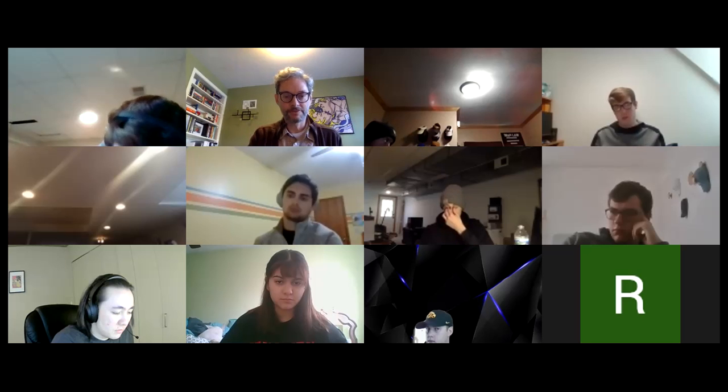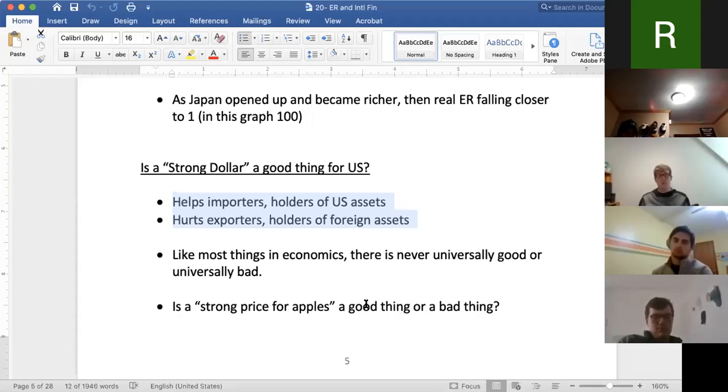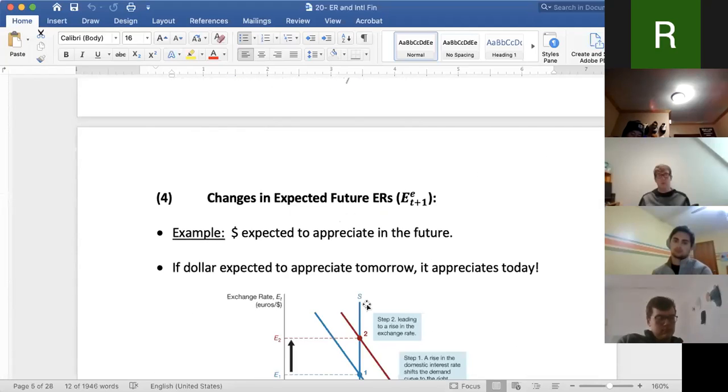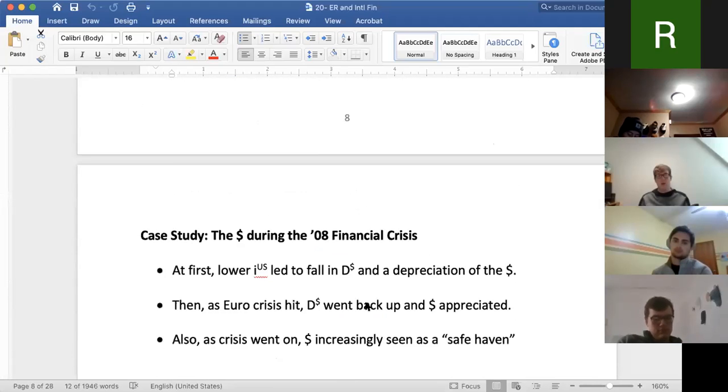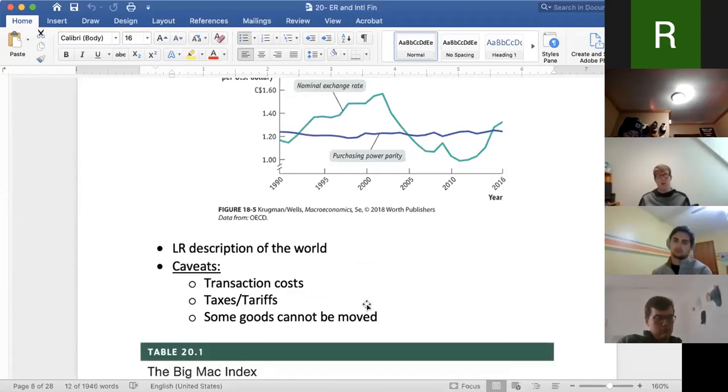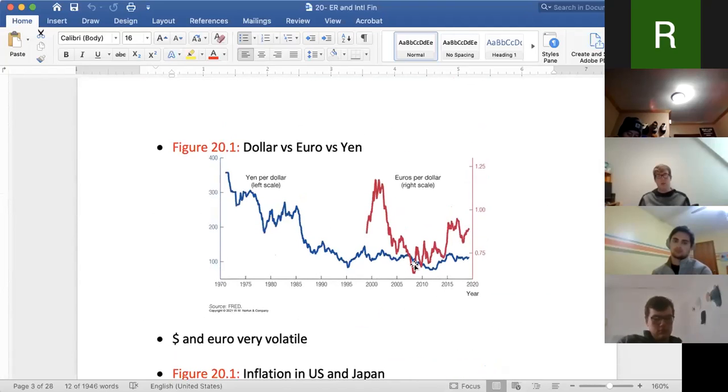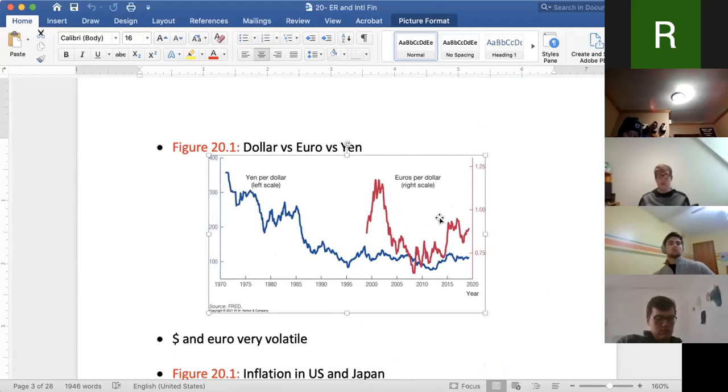Just to kind of recap this, your book has a couple of interesting figures that we can look at here to think through all this. Let's look back at, here we go, figure 20.1. And here I want to look at the dollar and the euro. So the euro is the red line there.